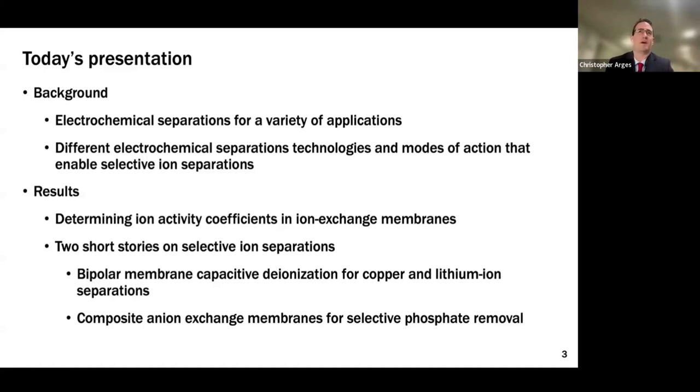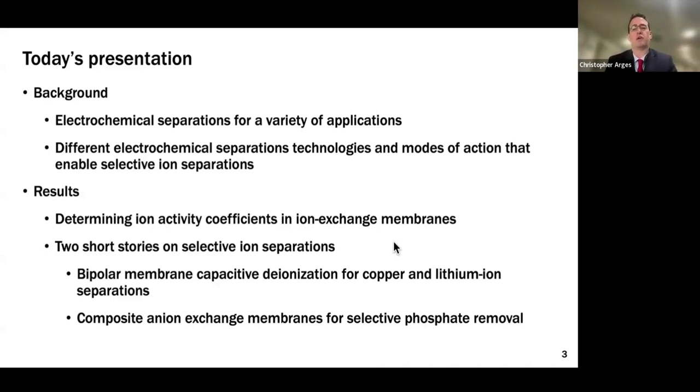If we have a mixture of ions in solution, how do I take one ion versus another? That other ion could be like a valuable metal, it could be a bad actor in the environment. And so we're really interested in the science of that and engineering solutions to solve those type of problems. And to do that, the results will tell you a little bit about determining ion activity coefficients within membranes. And then at the end of my talk, we have 2 short stories on selective ion separation.